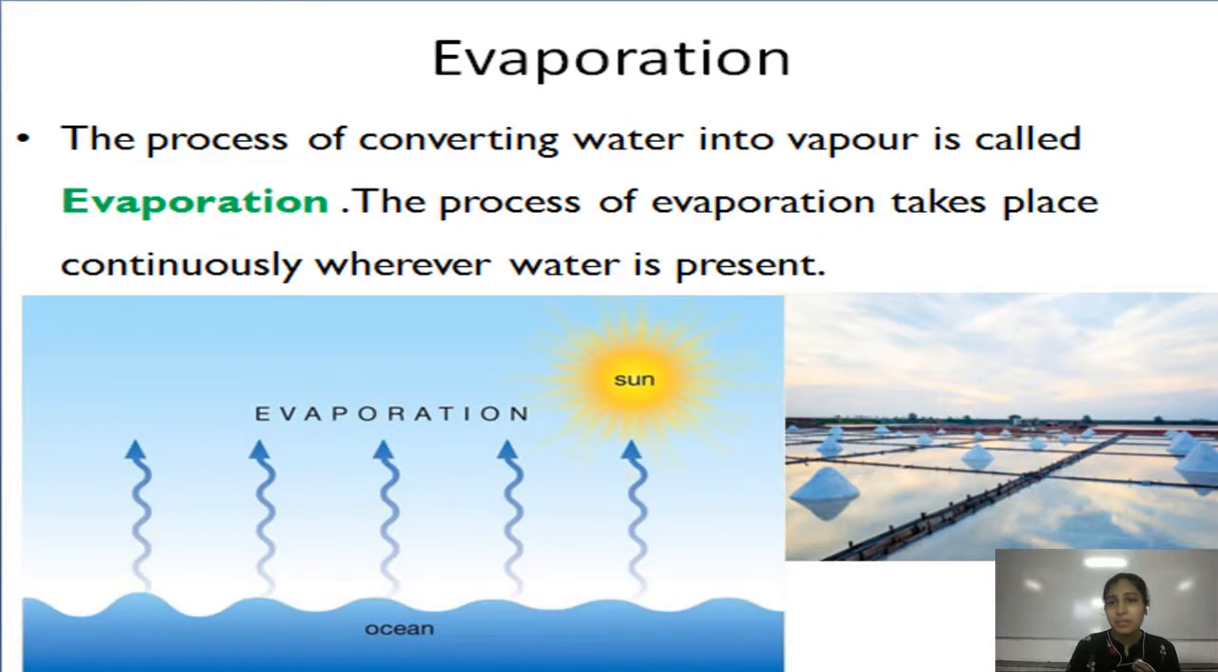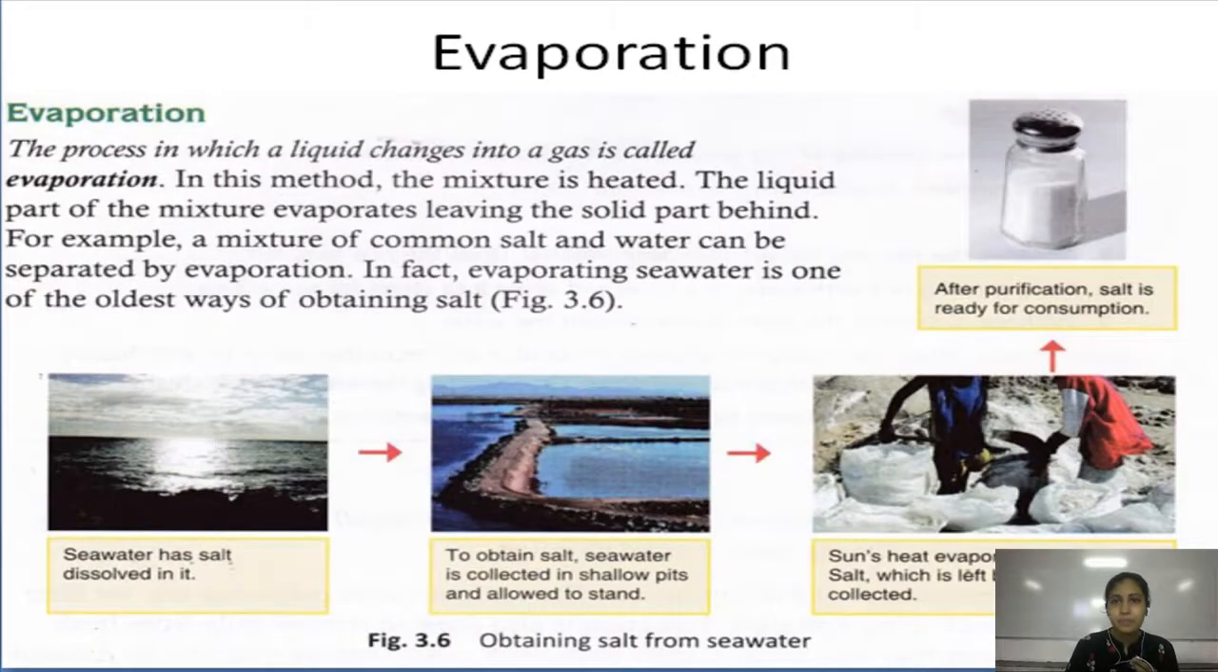The next method is evaporation. The process of converting water into vapor form due to heating, due to the increase in temperature, is called evaporation. The process of evaporation takes place continuously wherever water is present.